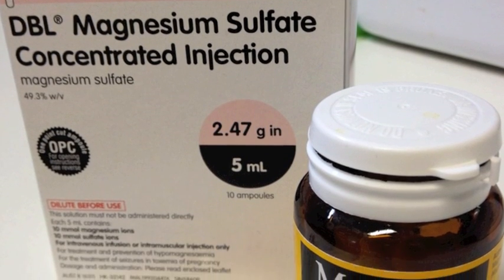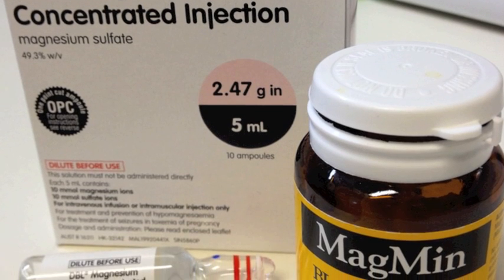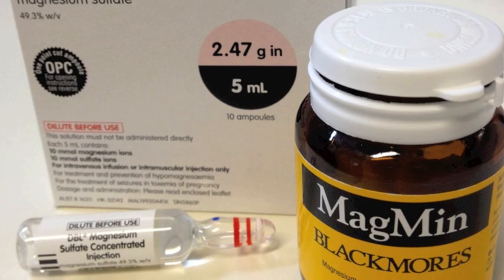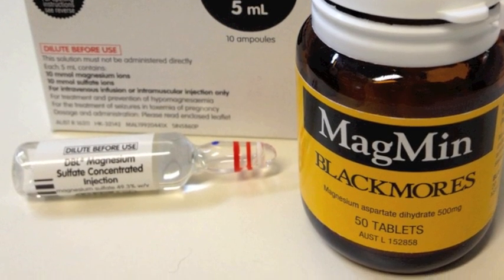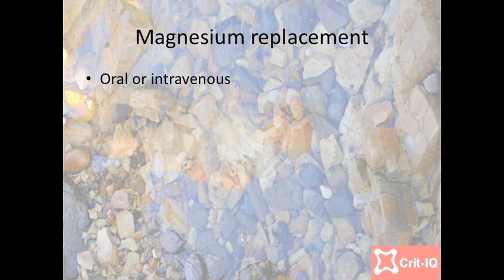Magnesium can be replaced orally or intravenously. A number of magnesium salts can be given orally, with varying magnesium concentrations. Magnesium aspartate, which is a common preparation, contains 37.5 milligrams, or almost 10 millimoles, of magnesium for every 500 milligram tablet. The bioavailability of oral magnesium is almost 100% and is good for long-term replacement of total body depletion.